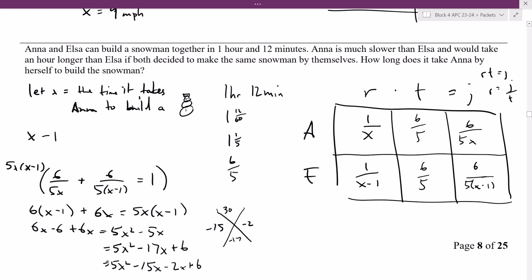So I'm going to factor out that 5x, x minus 1, factor out that 2, sorry, x minus 3. Right, x minus 3, 5x minus 2.